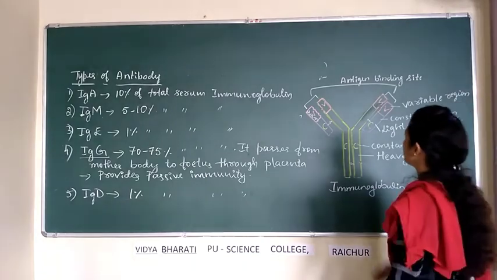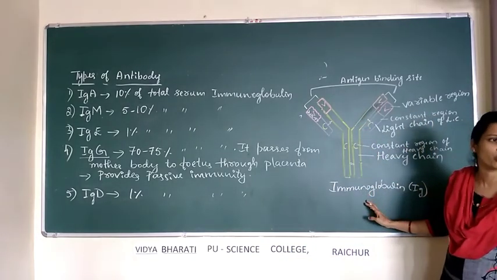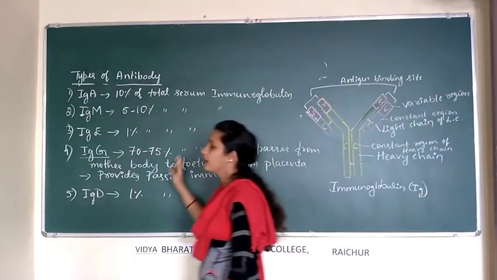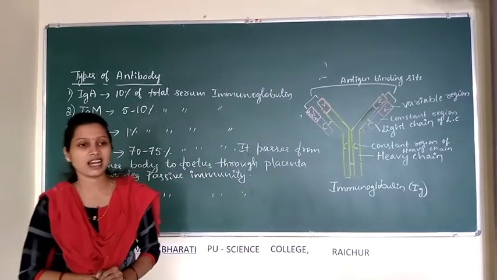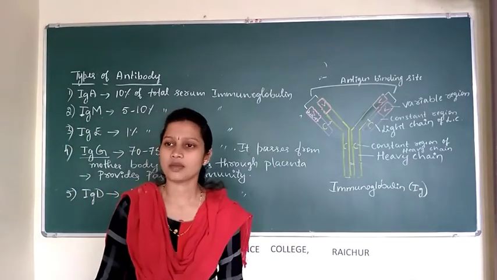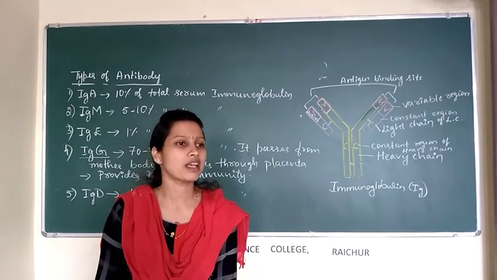This is about the structure of an antibody molecule and about the types of antibody. In the next class, we will discuss the types of immunity, active and passive immunity.